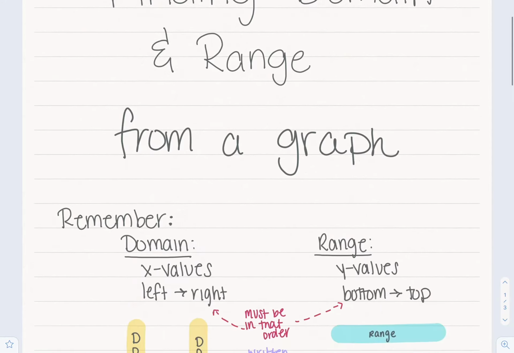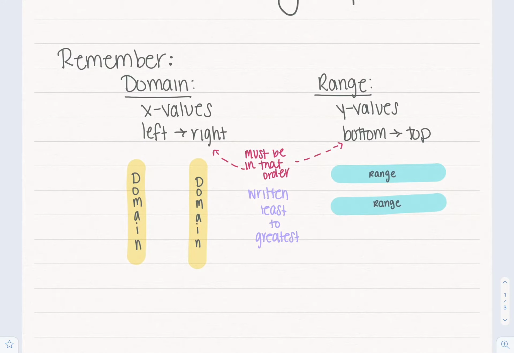So with domain and range from a graph, just a few things to remember. With domain, it's always the x values, and x values are of course going to be on my x-axis. The x-axis is the horizontal axis, which means for my domain I am looking at where is the furthest left point to where is the furthest right point. Range is going to be my y values, so the y-axis, which would be the bottom, or how far down does my graph go, to the top, how far up does my graph go.